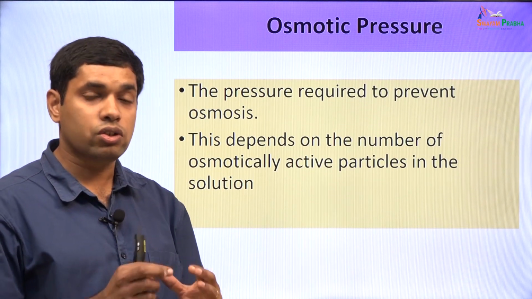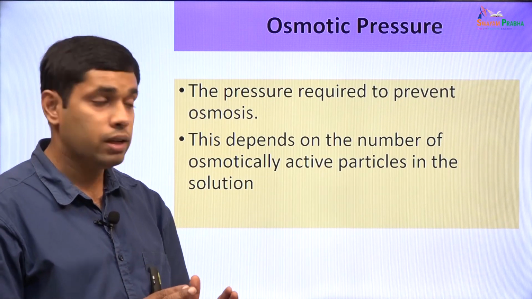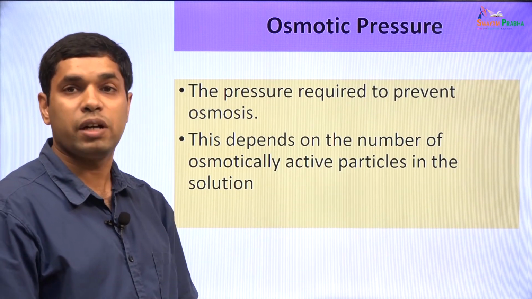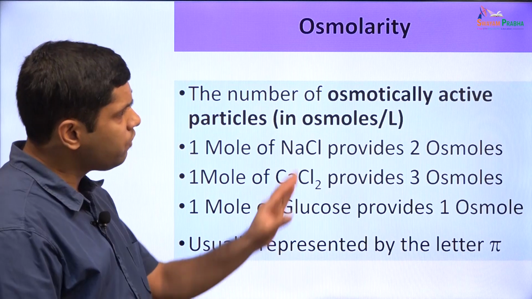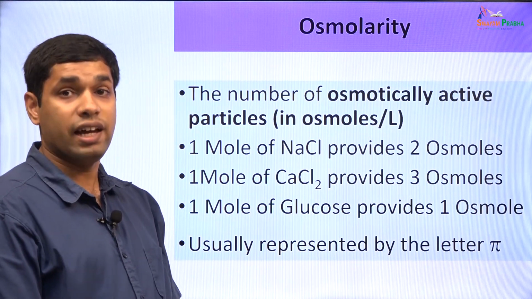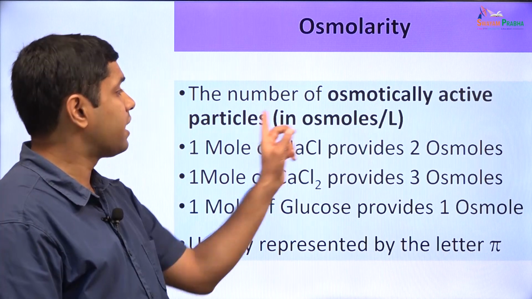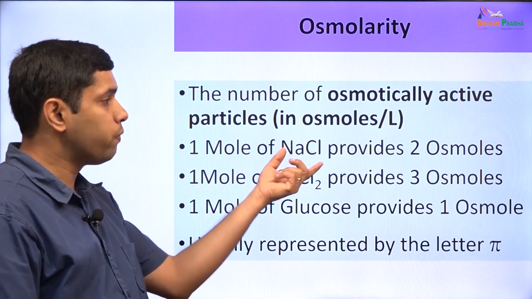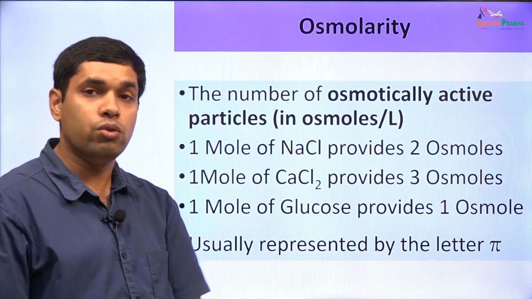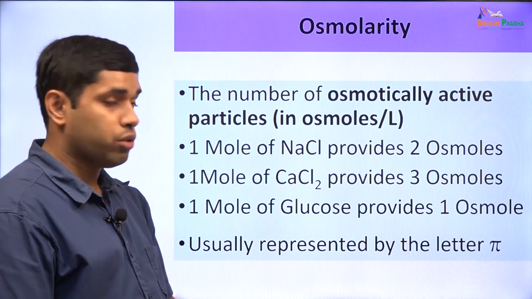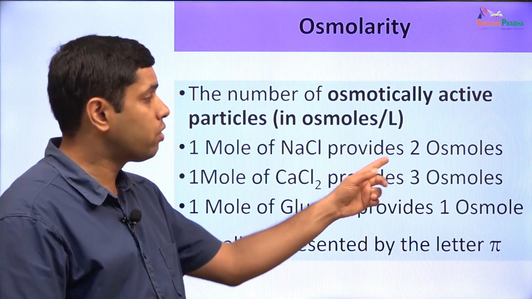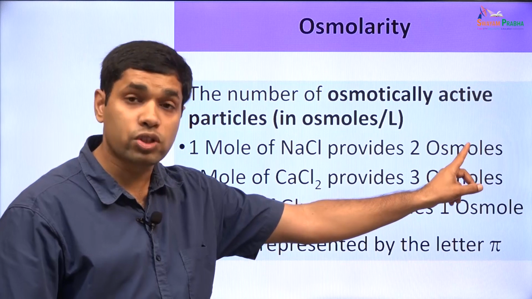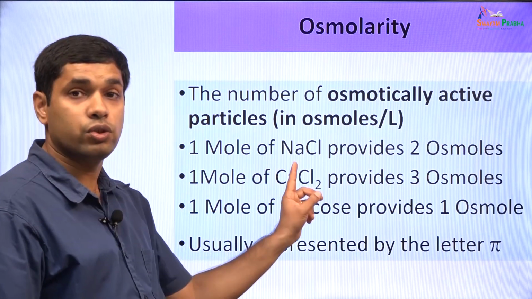We talked about the concentration of solution in terms of moles, but when we are talking about osmotic pressure, we need to know how many osmotically active particles are there in the solution. Therefore, we have to introduce the term osmolarity. The number of osmotically active particles in osmoles per liter is the osmolarity. So, if I took this 1 mole of sodium chloride, when sodium chloride goes into solution, it will ionize into sodium and chloride. So, you will have 1 mole of Na+, 1 mole of Cl-, and therefore you will have 2 osmoles per liter from 1 mole per liter of sodium chloride.